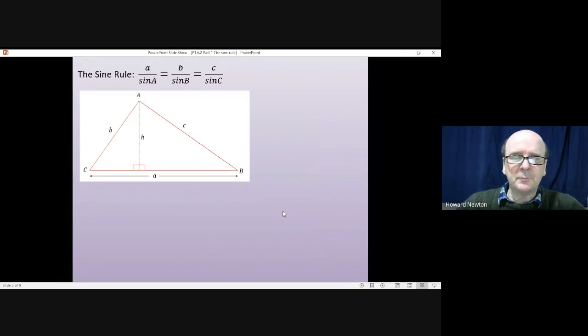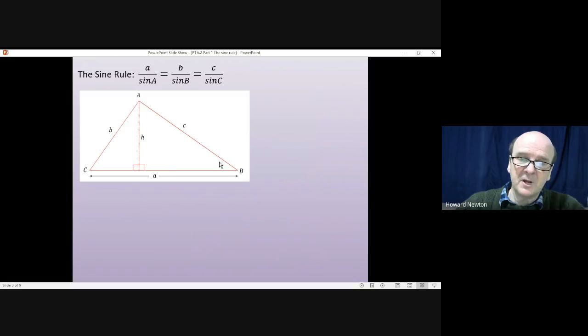Okay, we'll have a quick look at the proof of the sine rule. And it is a little bit easier than the proof of the cosine rule. All you have to do is draw a perpendicular from one of the angles to its opposite side. So I've drawn a perpendicular from angle A down to the base, BC. And then we use basic trigonometry on both of these triangles.